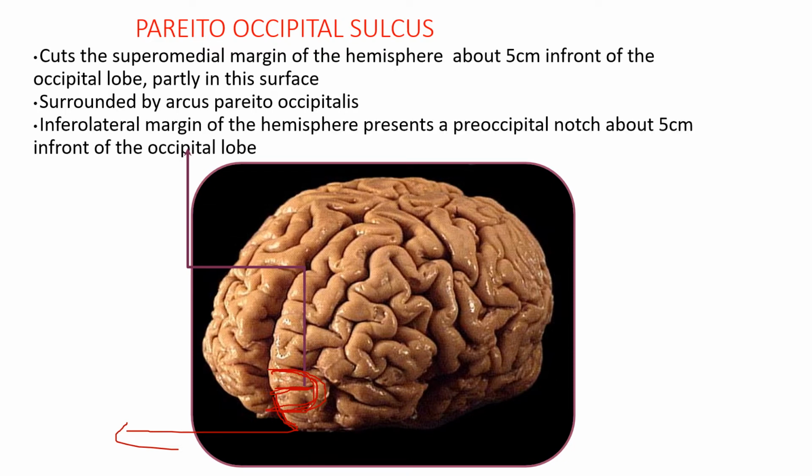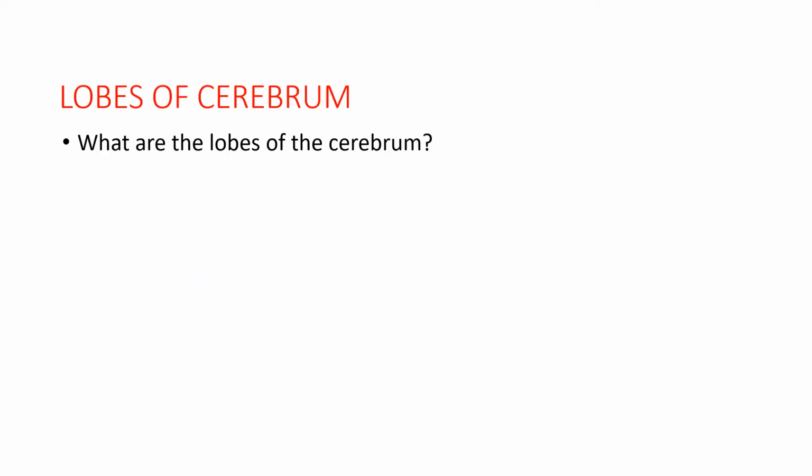Opposite to this parieto-occipital sulcus on the inferolateral margin, this notch is called the pre-occipital notch. Again, this is 5 centimeter in front of the occipital pole. So all these are the landmarks. We have to see how we can divide the cerebrum into the 4 lobes. So what are the lobes of the cerebrum? This is the question. You have to answer how many lobes are present in each cerebral hemisphere.